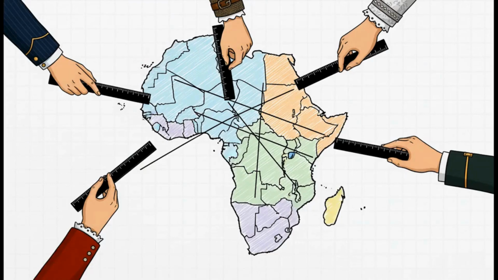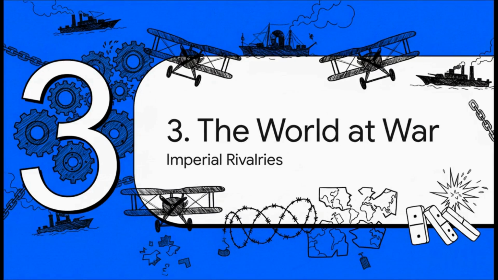And the result of this mindset was just staggering. In a mere 30 years, just one generation, an entire continent was consumed. The scramble for Africa, as it was called, saw European powers literally draw lines on a map, with zero regard for the people actually living there, slicing up the continent's wealth and people among themselves. Of course, this frantic race for colonies couldn't last forever.